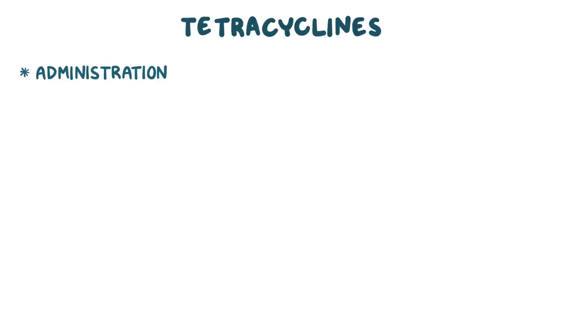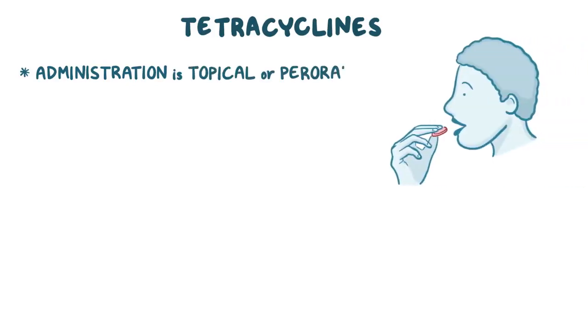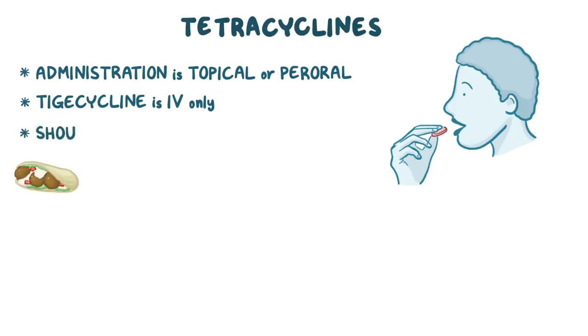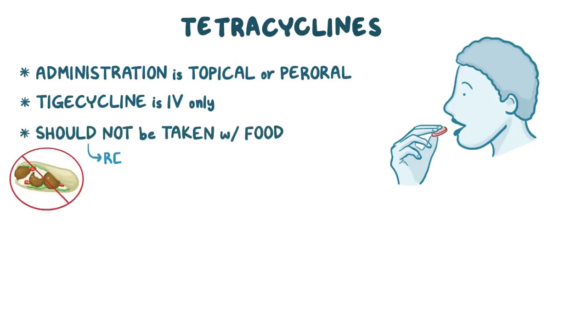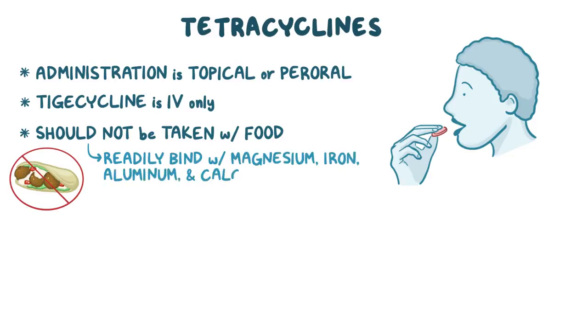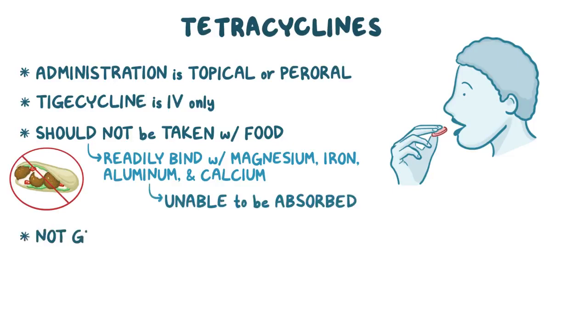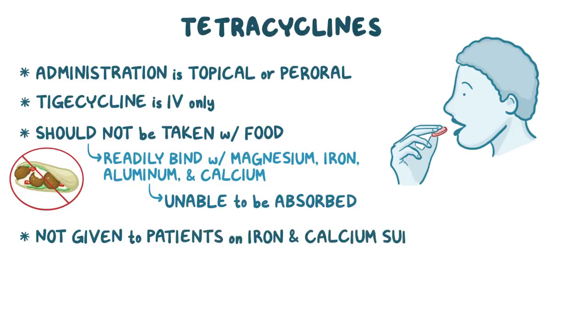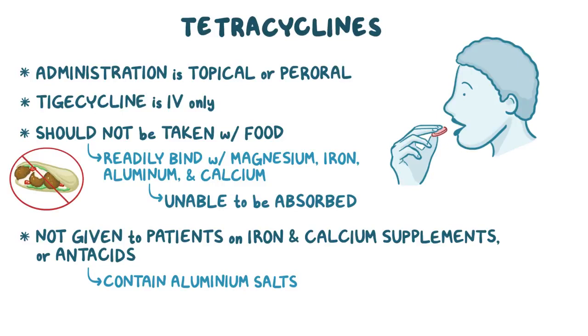Administration of tetracyclines is usually topical or per oral, but tigecycline is intravenous only. If used per orally, tetracyclines should not be taken with food because they readily bind with magnesium, iron, aluminum, and calcium, and the resulting molecule is then unable to be absorbed. That's why tetracyclines are not given to patients on iron and calcium supplements, as well as antacids, which can contain aluminum salts.